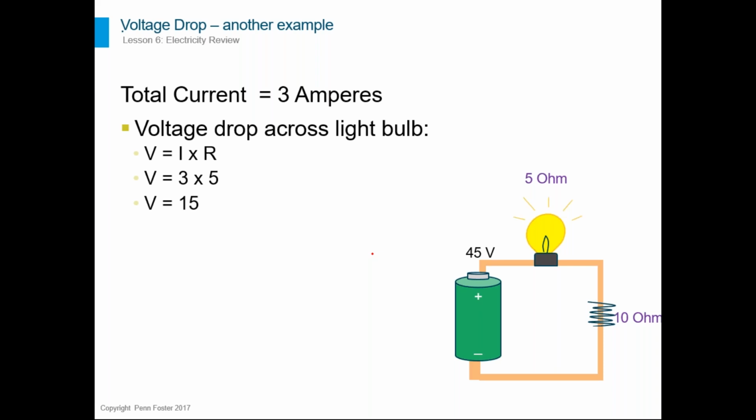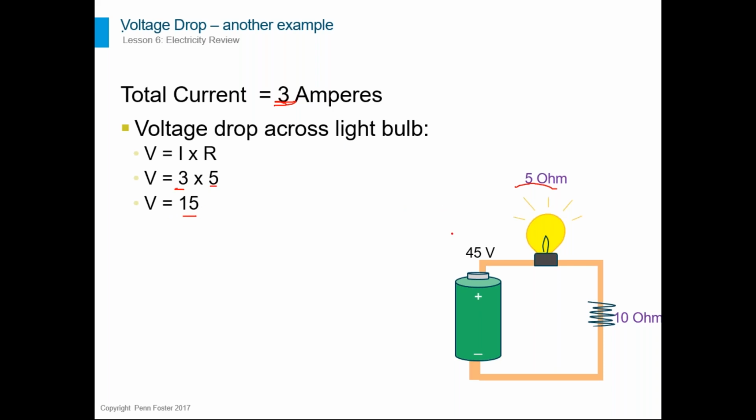And we're just going to do another example of the same thing here, another example of voltage drop. So we have this little circuit. It's got 2 resistors on it. Its current is 3 amps. So we're going to look at the voltage drop across the light bulb. So the light bulb is 5 ohms. The current is 3 amps. So 3 times 5 gives us a voltage drop of 15.